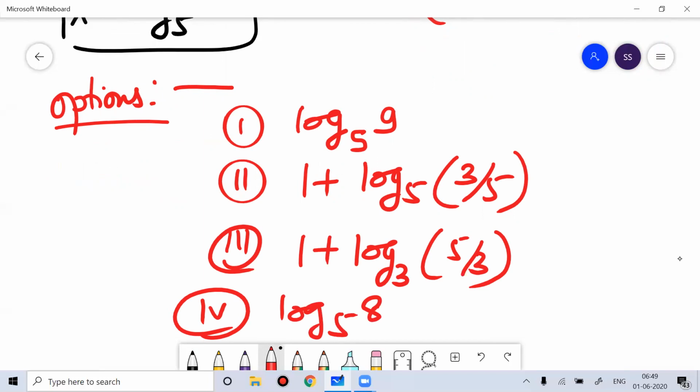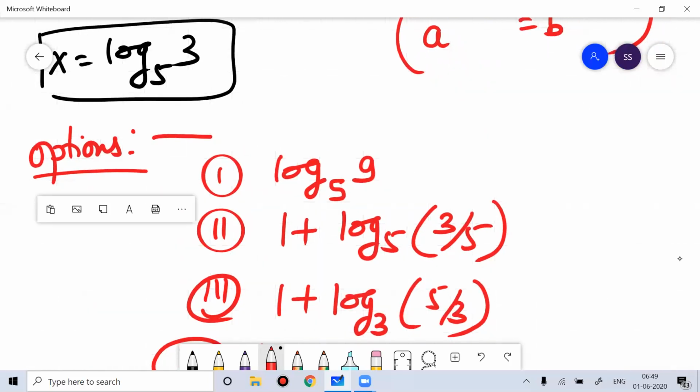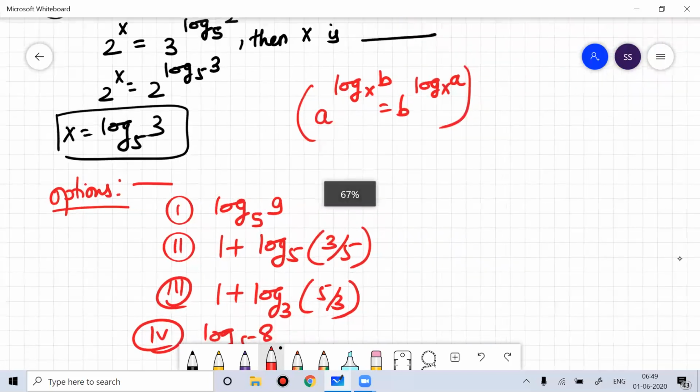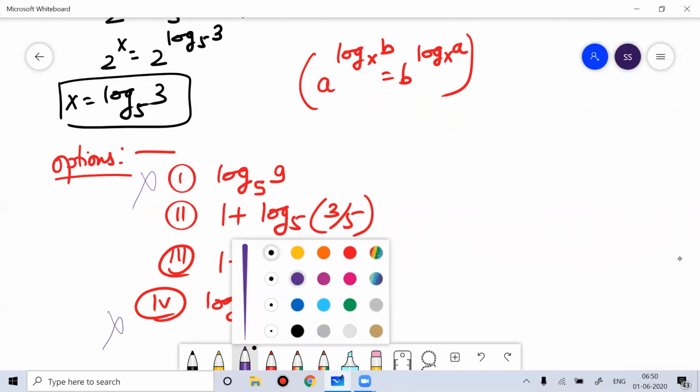Okay. Suppose if I ask you this, but you know this answer. So once you get this answer, I don't think anyone will go with either this option or this option. Then you may be confused with option 2 and option 3. You may get confused with option 2 or option 3.